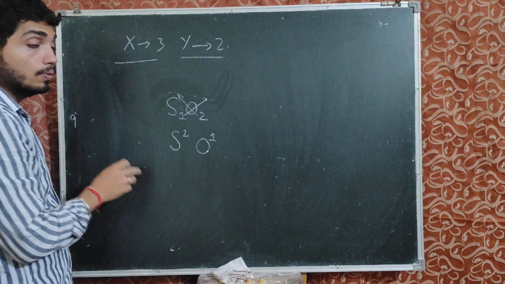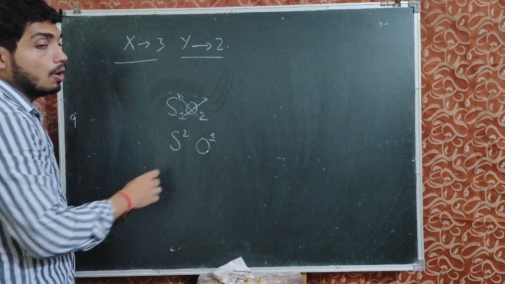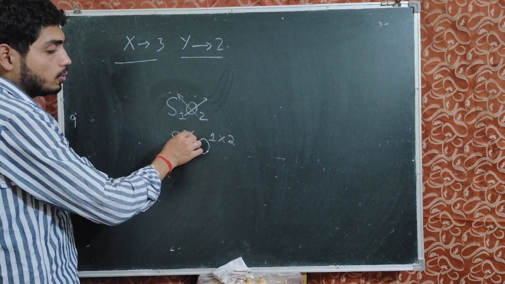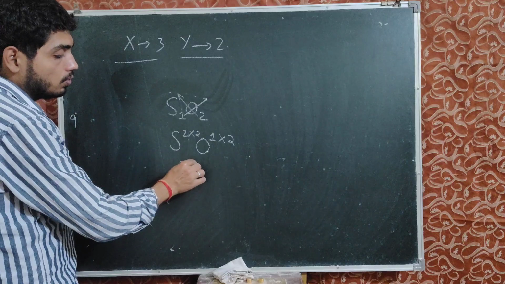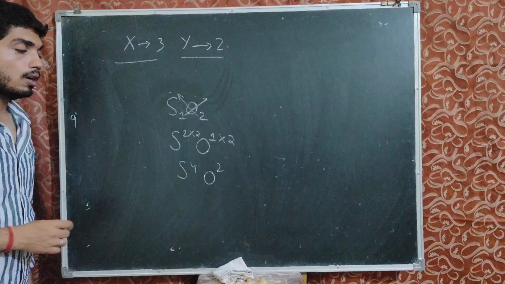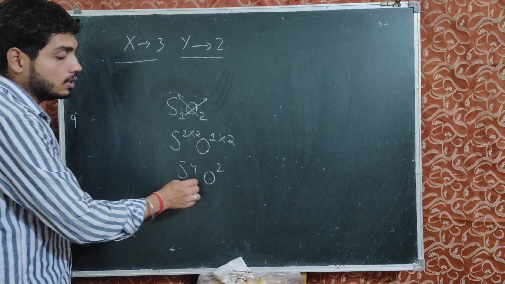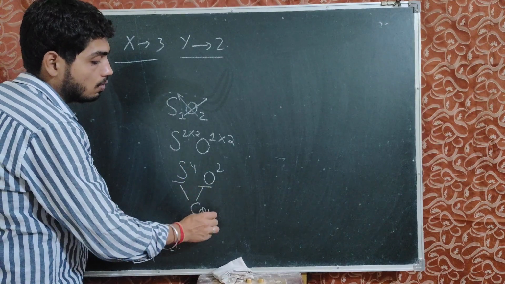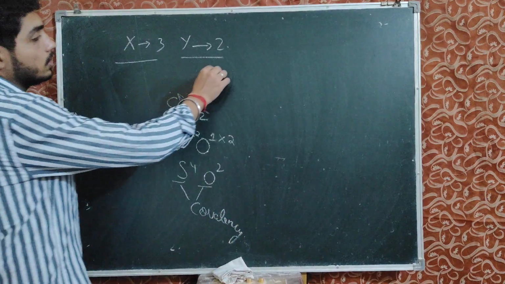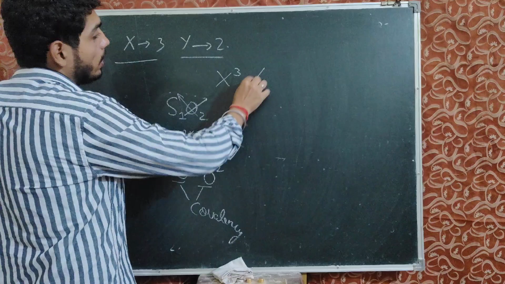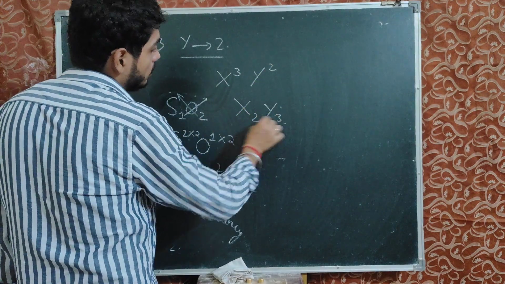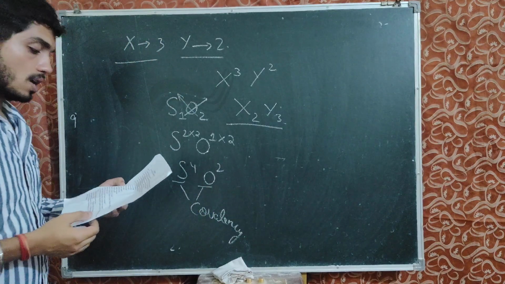Is this possible? No, because we know that oxygen cannot show a valency of 1. It can only show a covalency of 2. So multiply both the charges with 2. This becomes S2 and this becomes O4. See here, I have not put any charges on S and O, because these elements are showing covalency. Similarly, you can do this here. X has a charge of 3, Y has a charge of 2. Let's crisscross this. So X2Y3. This is the product form, and it's as easy as this.